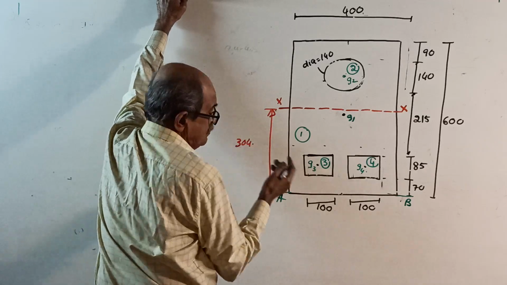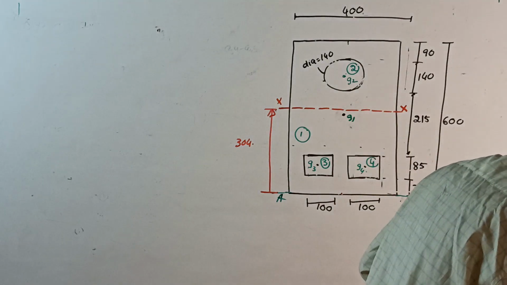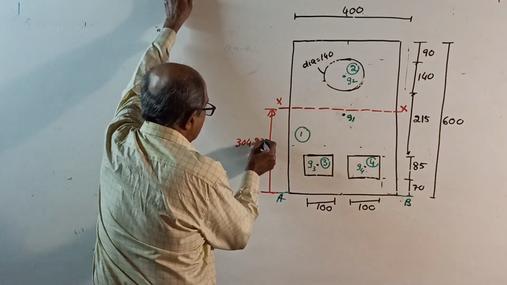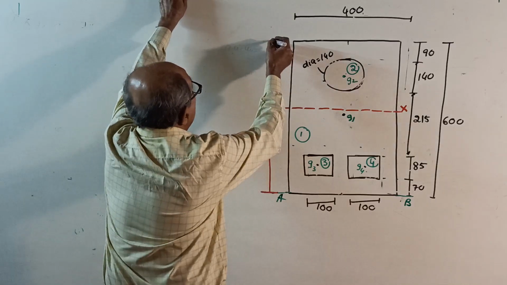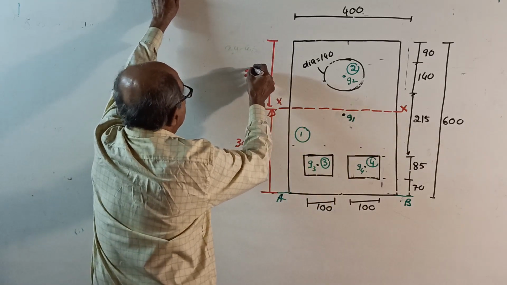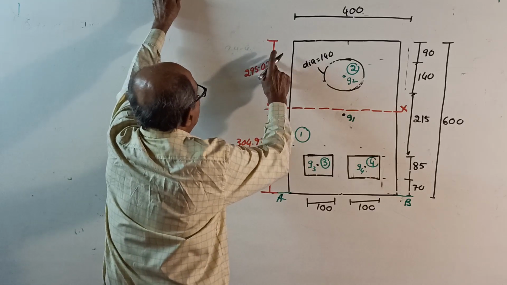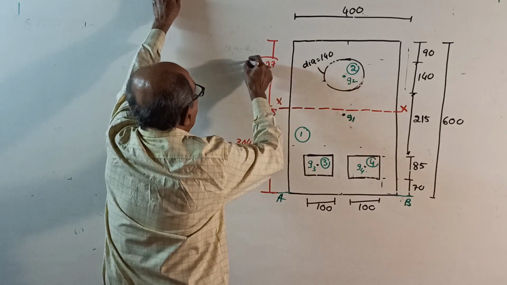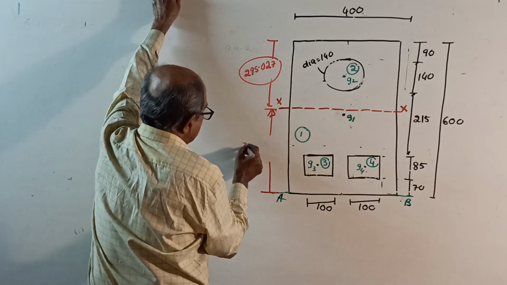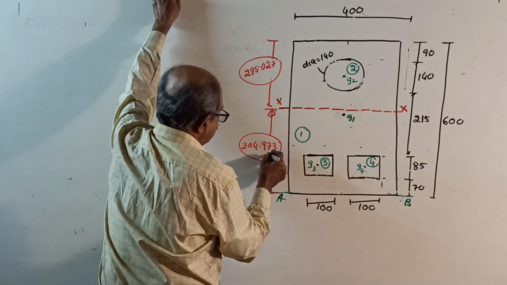304.973. Then from the top it will be 295.027. Okay, I'll round off. This also I'll round off to 304.973. Okay, round it off.